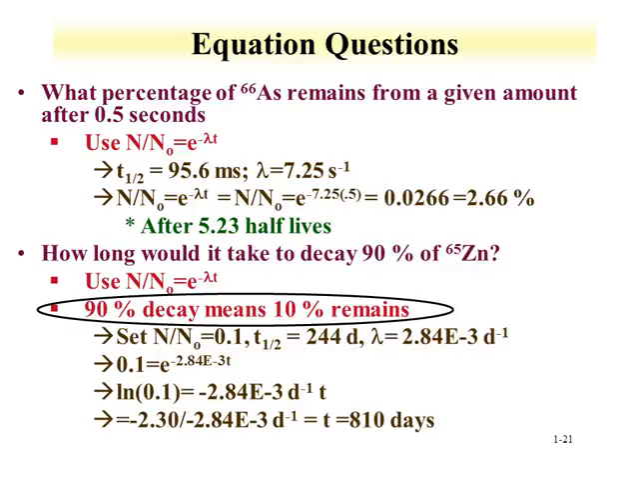0.1 equals e to the minus decay constant times t, solve for t. We rearrange the equation. We get this, t is equal to 801 days.